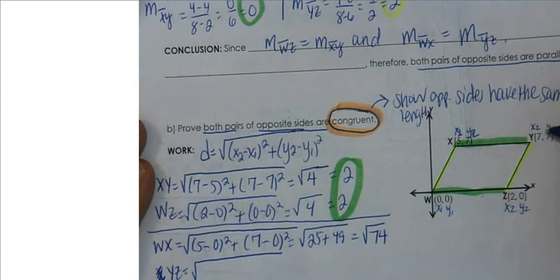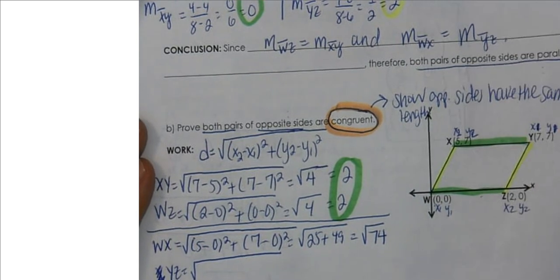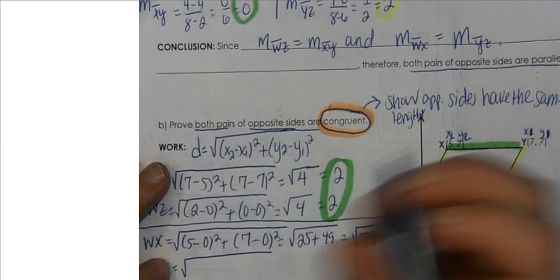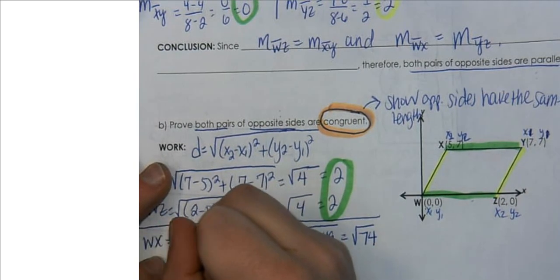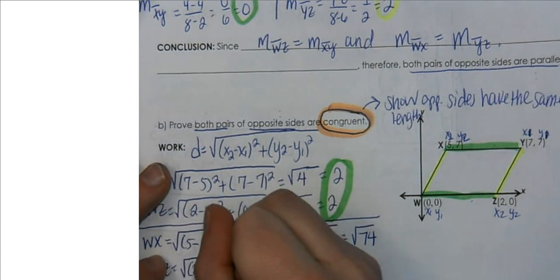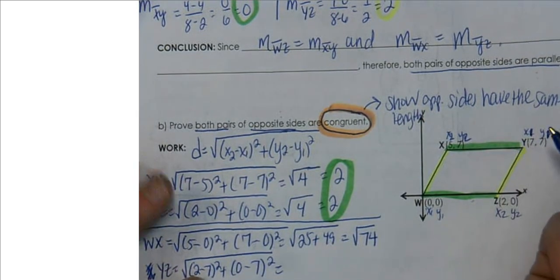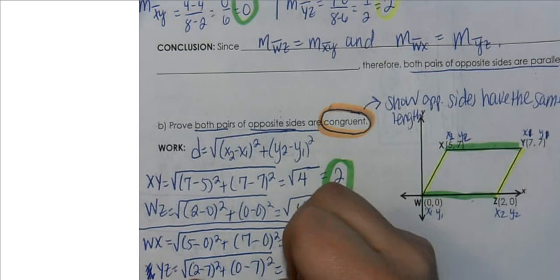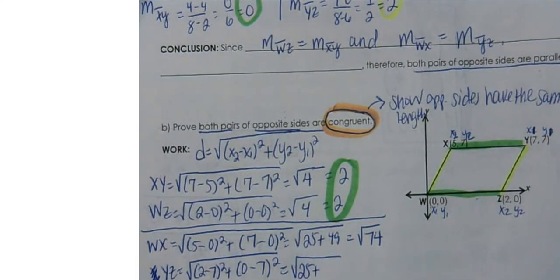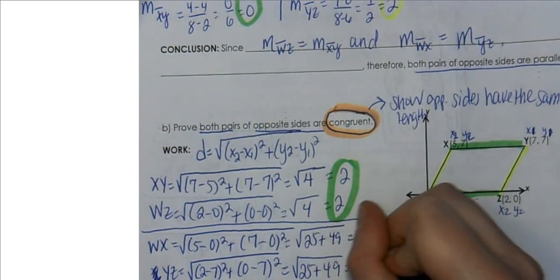And I'm going to change one of these, make up here X1 and Y1. And I'm going to put those values into my formula. So I have 2 minus 7 squared plus 0 minus 7 squared. So 2 minus 7 is negative 5. Negative 5 squared is 25. So I'm going to write 25. Plus 0 minus 7 is negative 7. Negative 7 squared is 49. And once again, we end up with that square root of 74.